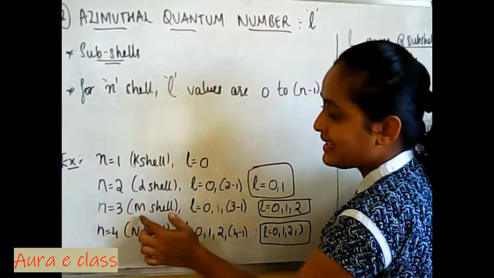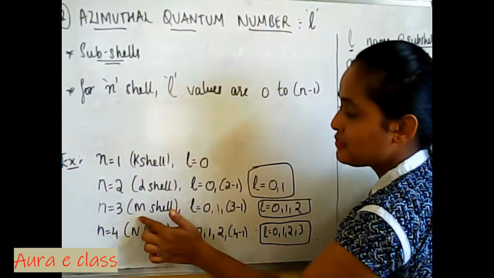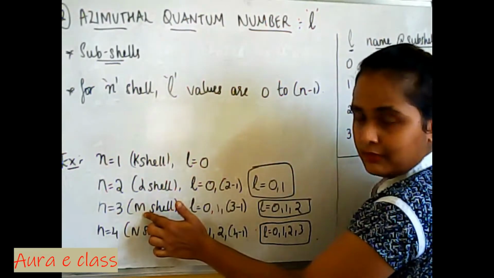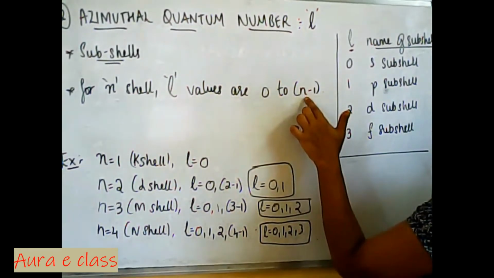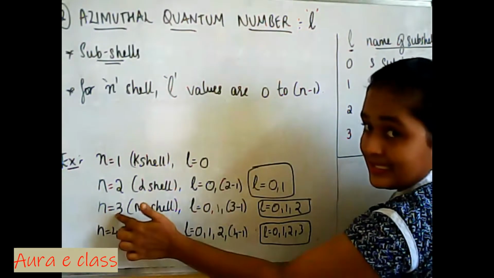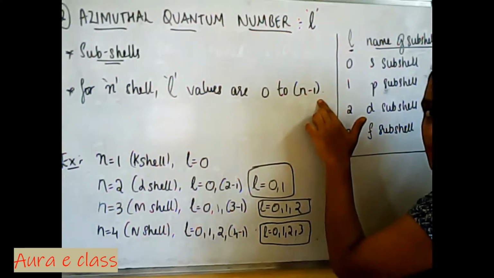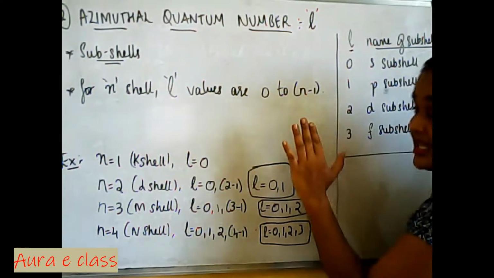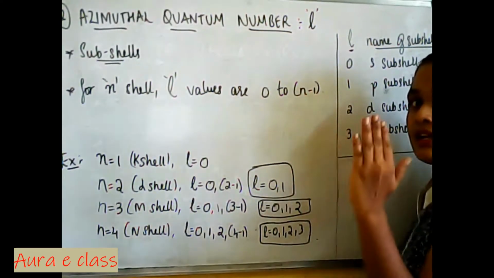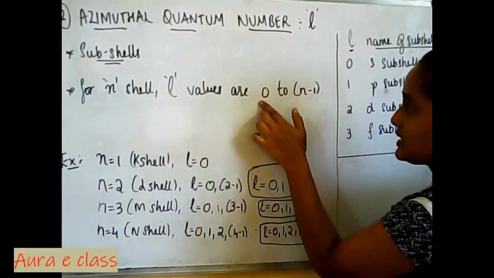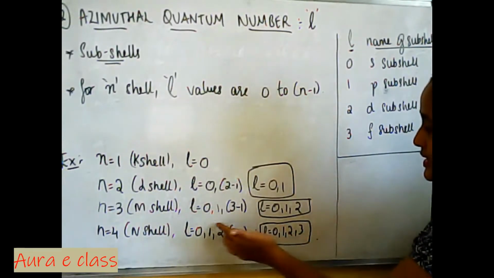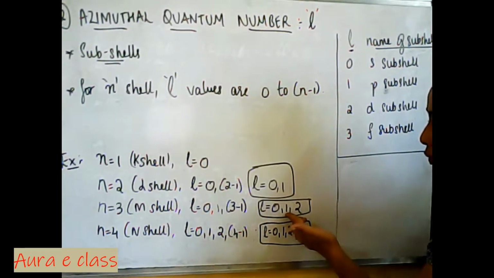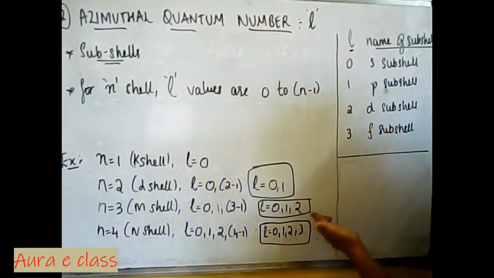Next, let us see our third shell, that is the M shell. Now calculating for this, L is equal to 0 to n minus 1. What is n here? n is 3. What is 3 minus 1? It is 2. So I can have values up to 2, from 0 to 2. So what are the values? It is 0, 1, 2. So 3 values I am obtaining.